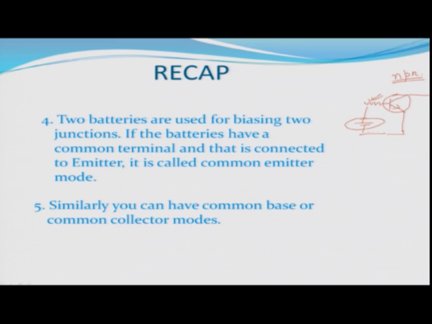Then the collector part is also to be biased, and now collector base is to be reverse biased, and therefore, remember this is N here and this is P here, N here. So, again you put a positive battery here and so on, some resistance, and so these 2 batteries are needed for biasing 2 circuits. If these 2 batteries have a common terminal and that is connected to the emitter, as I have done here, this is known as a common emitter mode. Similarly, you can have common base or common collector modes.